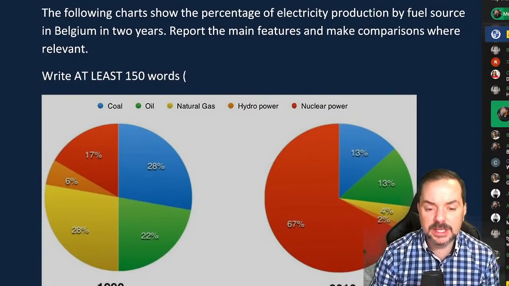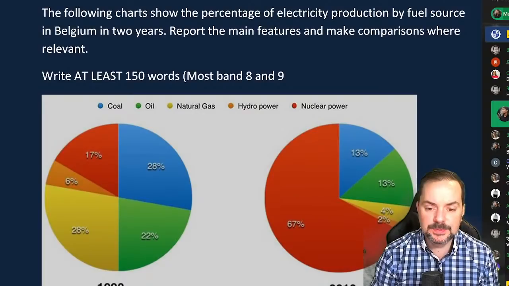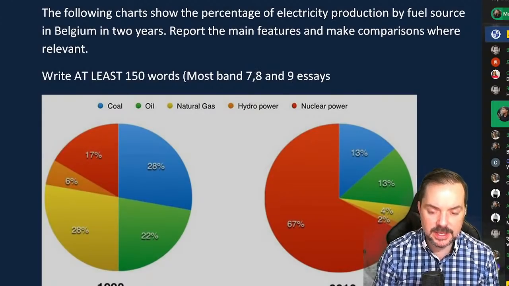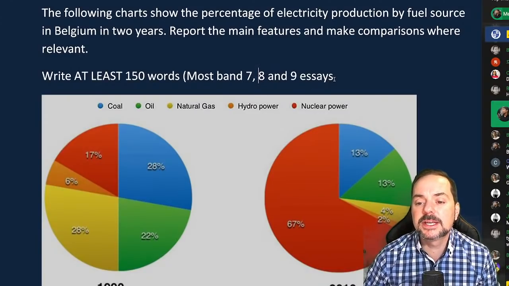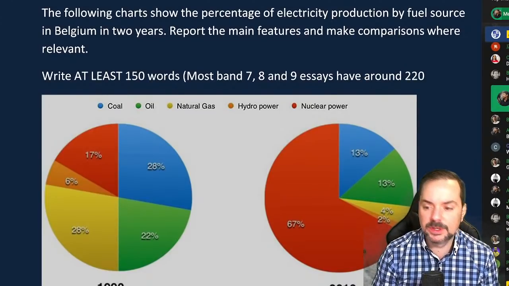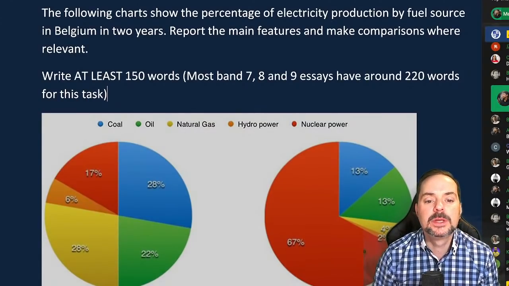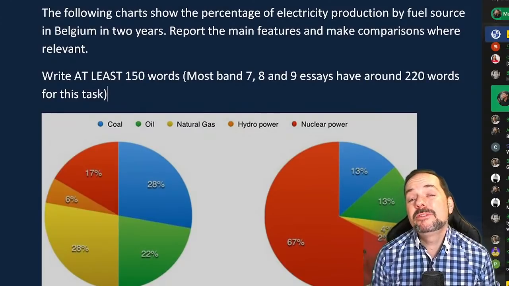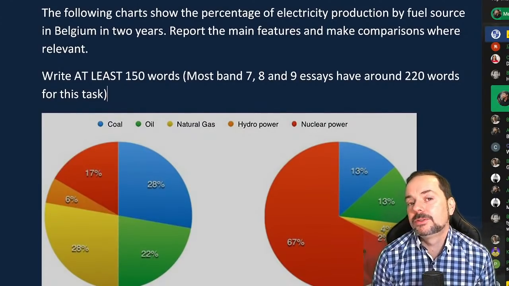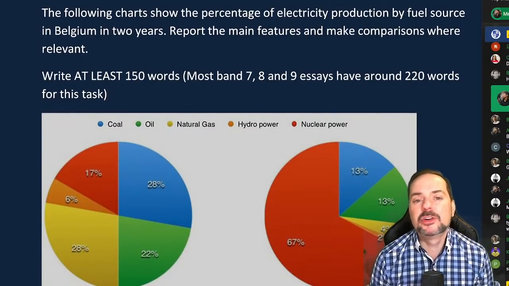Again, just a reminder, most Band 7, 8 and 9 essays have around 220 words for this task. Okay, so 150 is the minimum to get task completion, but it's very difficult, if not impossible, to write a good essay in 150 words.